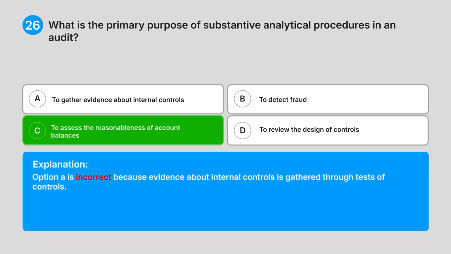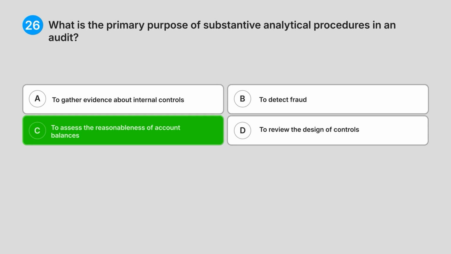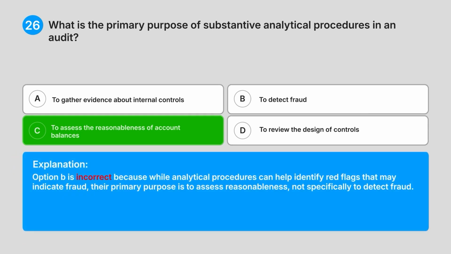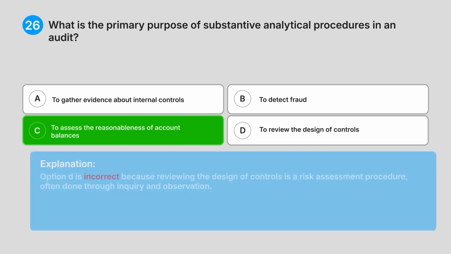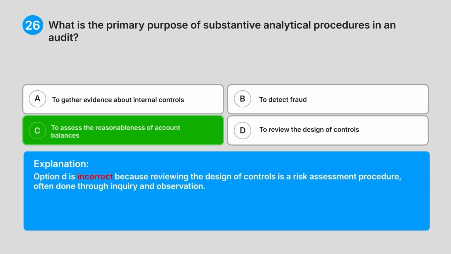Option A is incorrect because evidence about internal controls is gathered through tests of controls. Option B is incorrect because while analytical procedures can help identify red flags that may indicate fraud, their primary purpose is to assess reasonableness, not specifically to detect fraud. Option D is incorrect because reviewing the design of controls is a risk assessment procedure, often done through inquiry and observation.